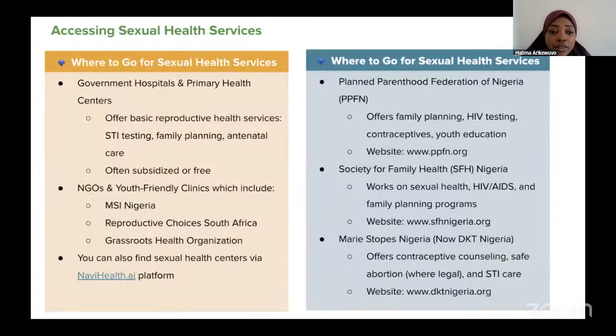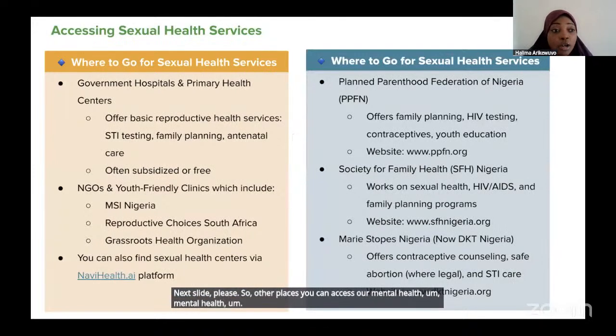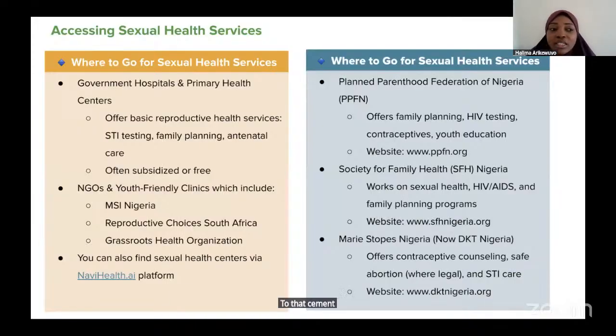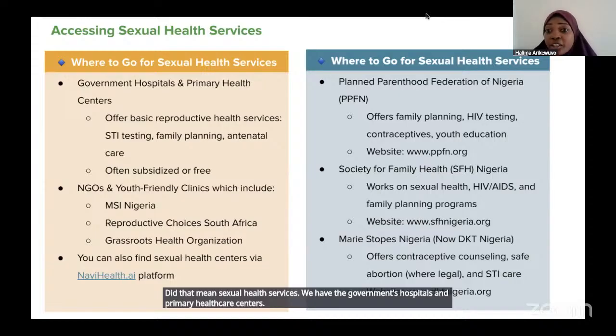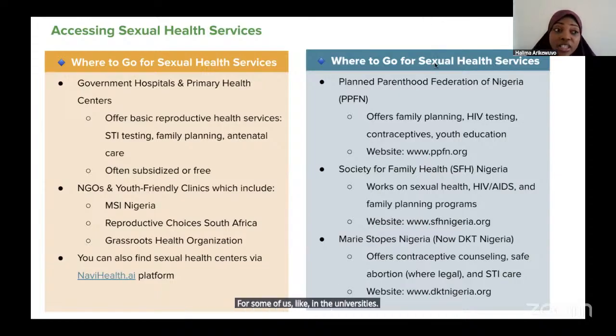Next slide, please. So other places you can access sexual health services, did I say mental health services? I meant sexual health services. We have the government hospitals and primary healthcare centers. For some of us that are in the universities, the university healthcare center is a very, very good place.